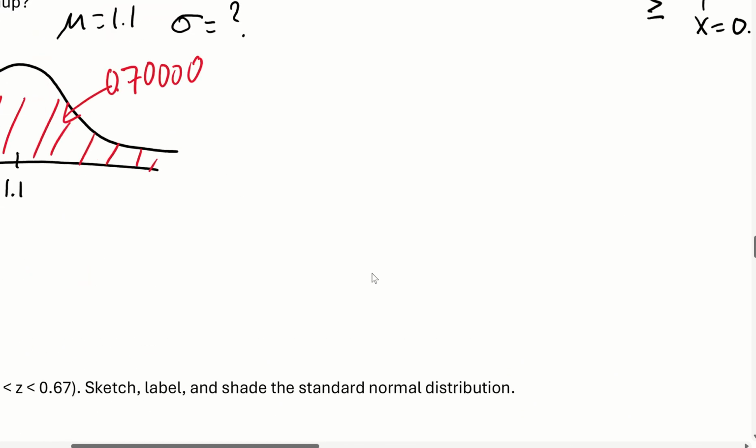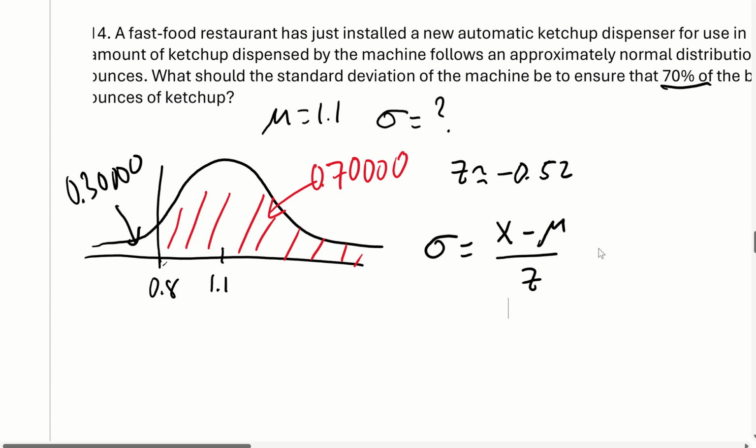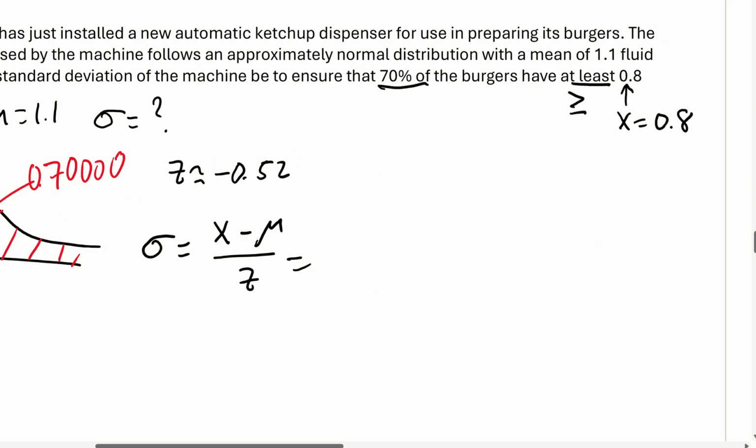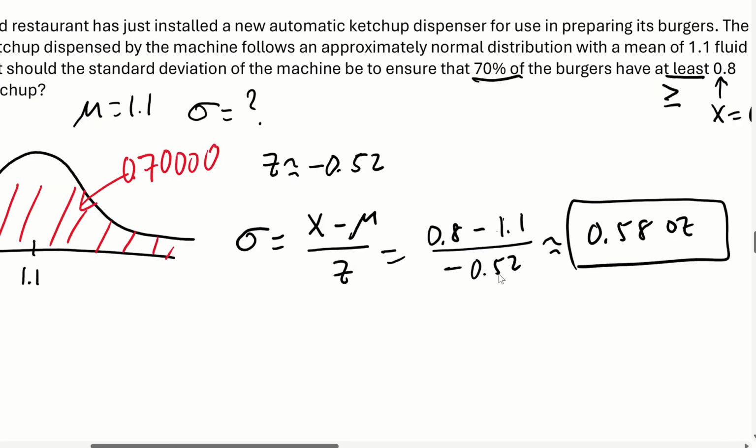Okay, that was the horse pregnancy. Okay, here we go. So the z-score is approximately negative 0.52. So now we can calculate the sigma, okay? So sigma equals x minus mu divided by z. We just found the z-score. We know x, we know mu. We can plug it in, okay? X is the 0.8 ounces. So we have 0.8 ounces minus the mean, 1.1, divided by the z, negative 0.52. Plug that in, we get about 0.58 ounces. All right, that's what my standard deviation has to be.